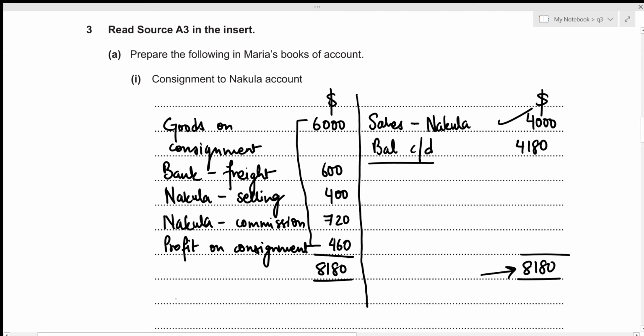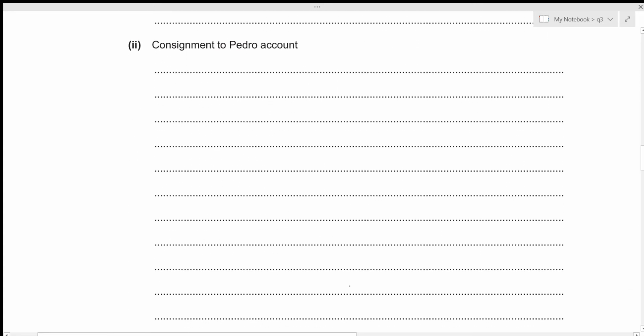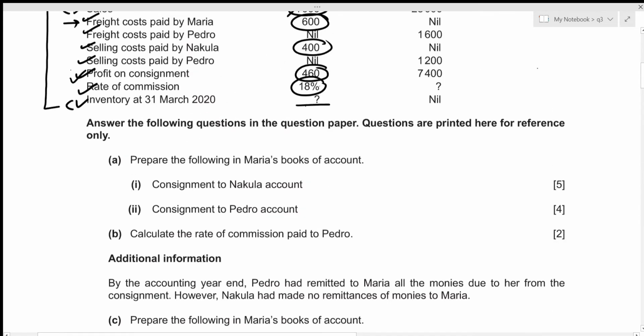And if the closing inventory is on the credit side, then the opening inventory will be on the debit side. So that's balance BD with the exact same amount of 4,180. Okay, so this concludes the first part of consignment to Nakula account. Now we can move towards our consignment to Pedro account. Okay, I'm just going to create a line here as well. And we will repeat the same process as we did to Nakula.